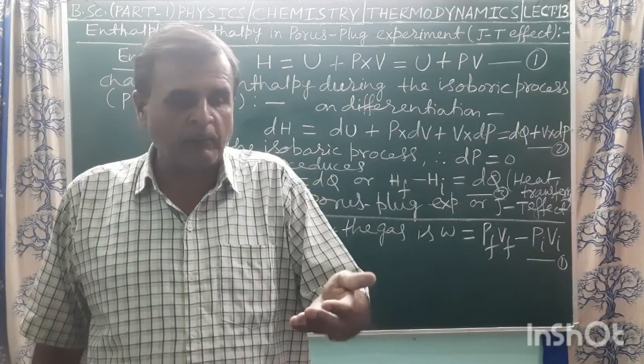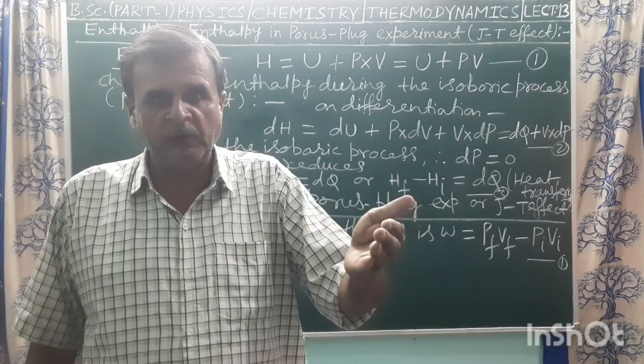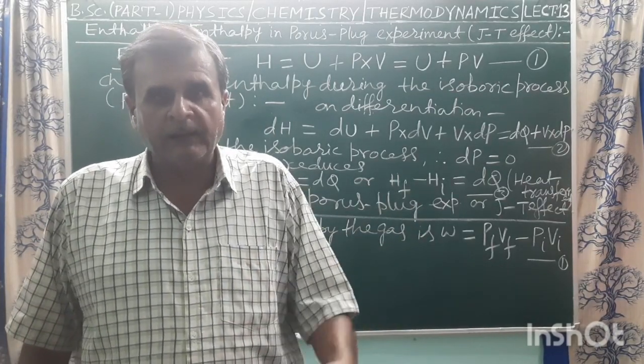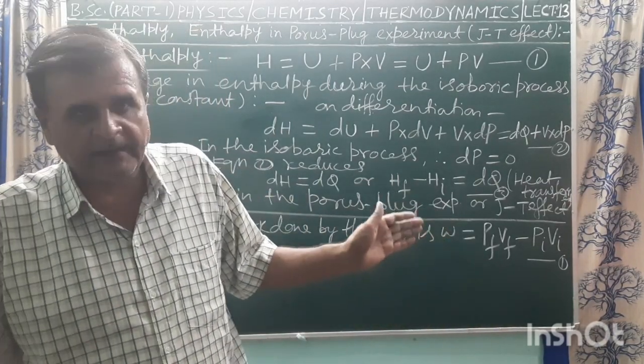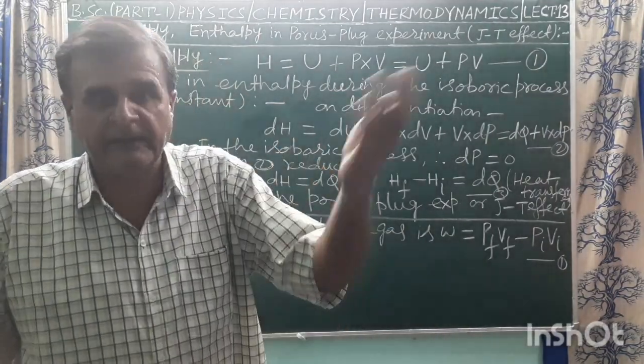Therefore, in the first law of thermodynamics, dq, the amount of heat transferred, is 0, therefore 0 is equal to du plus dw. Therefore, work done by the system, work done by the gas, dw is equal to minus du, that is, there will be decrease in the internal energy.